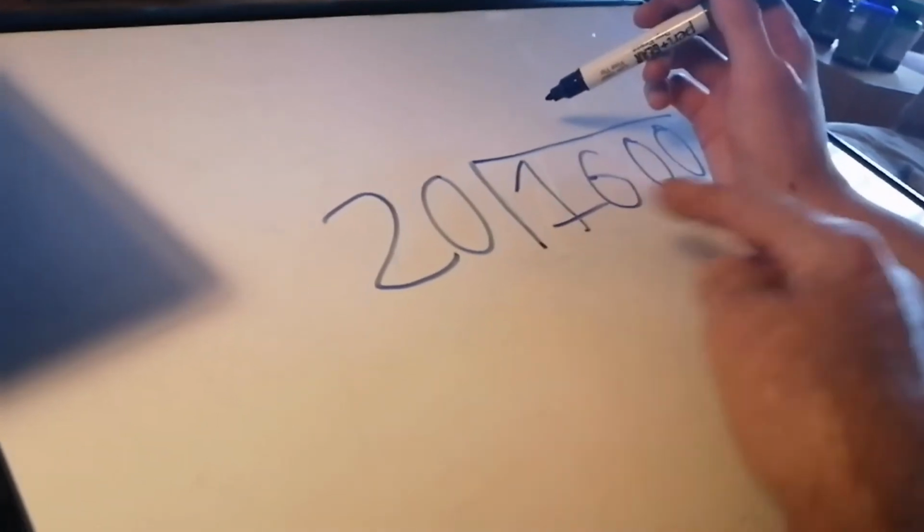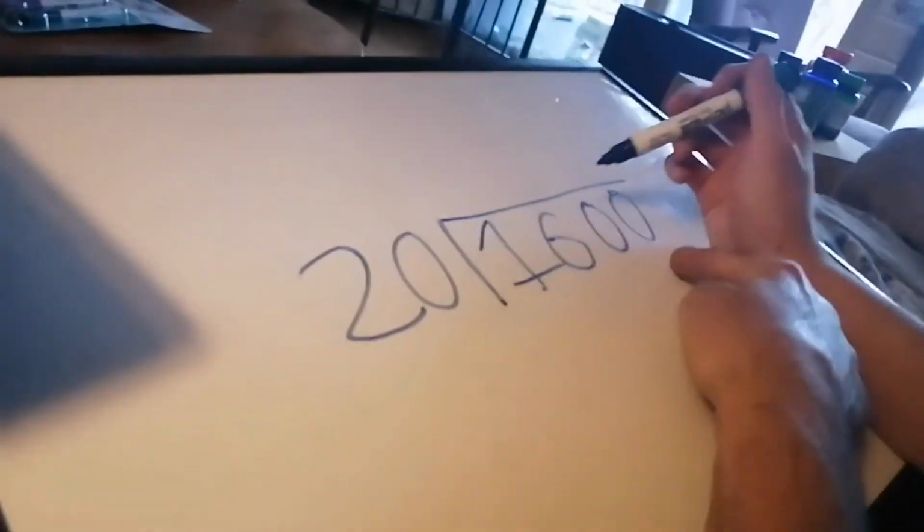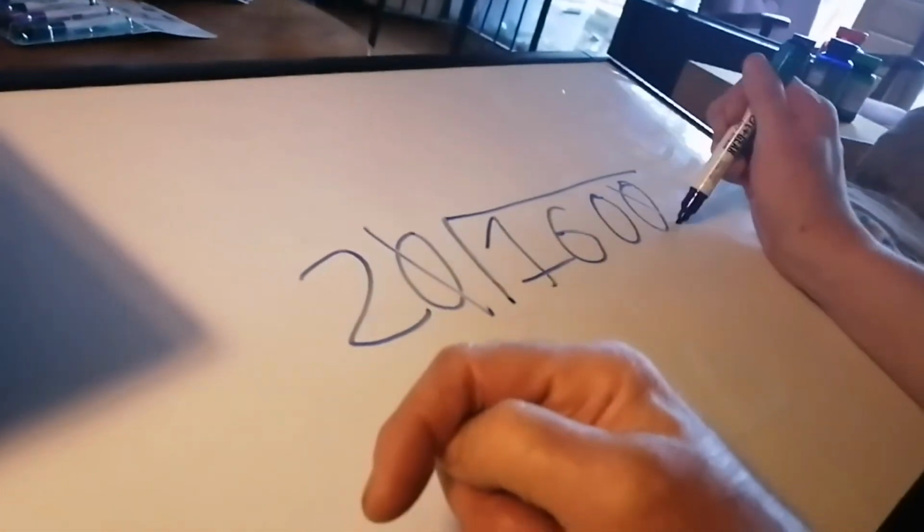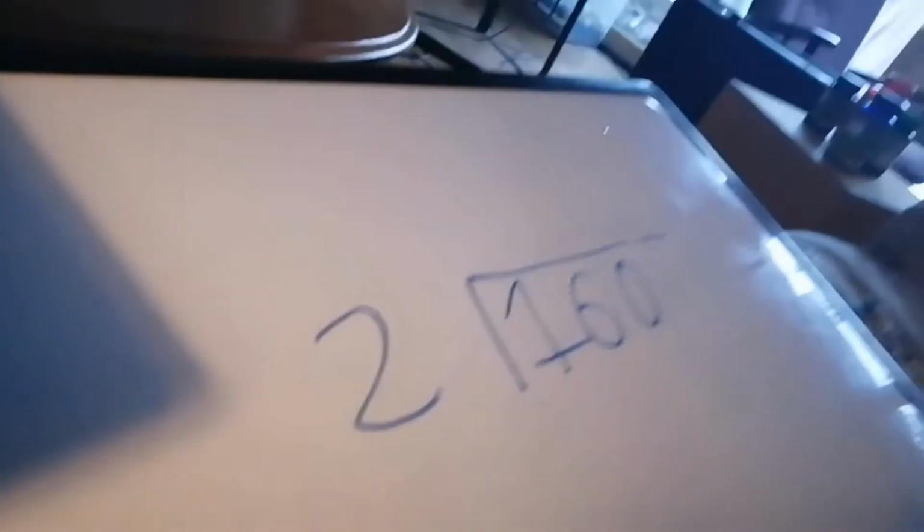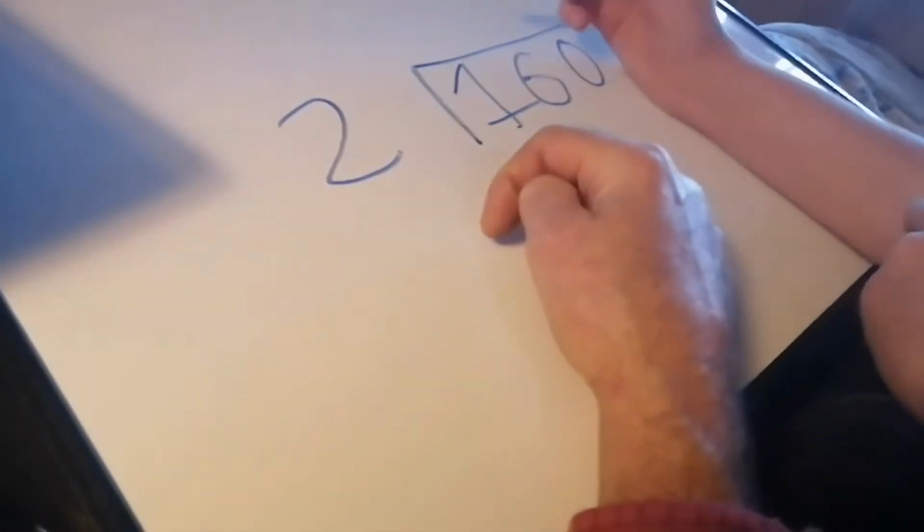What do you do first? Come on, you have to remember what's at the end of each. Okay. All right, so what do we have? 2 into 16. What is that? 2 times 1 is 2.